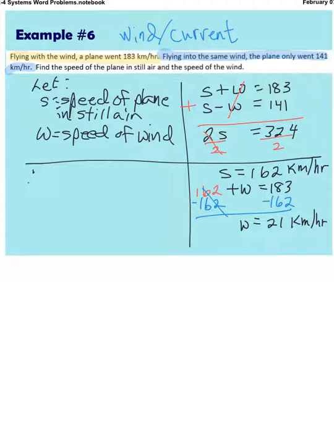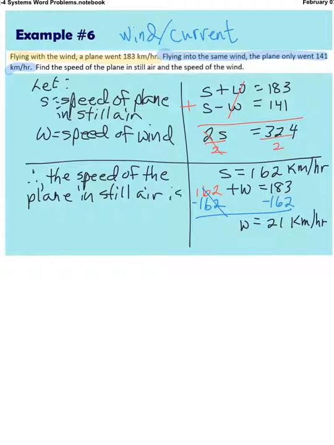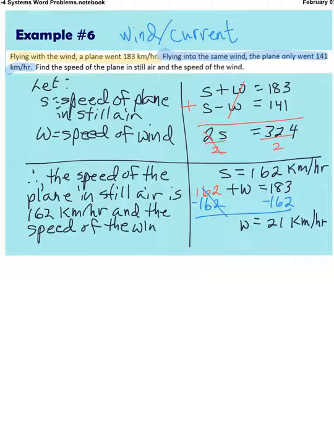So therefore, and I'm just going to rewrite the question as a statement, the speed of the plane in still air is 162 kilometers per hour, and the speed of the wind is 21 kilometers per hour.